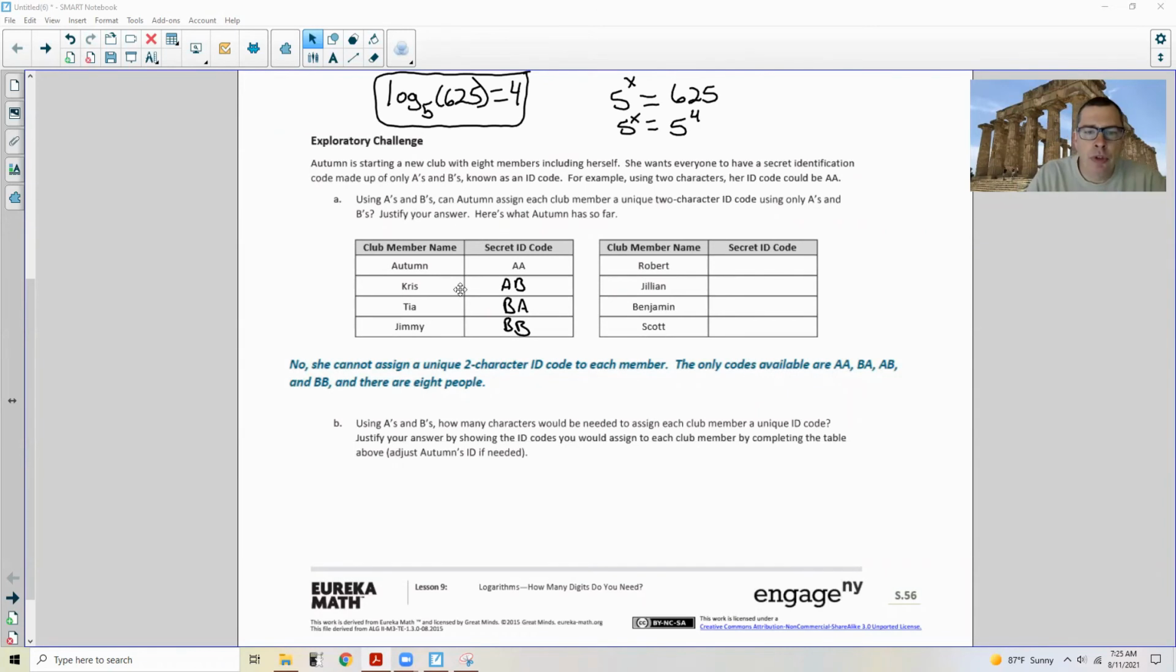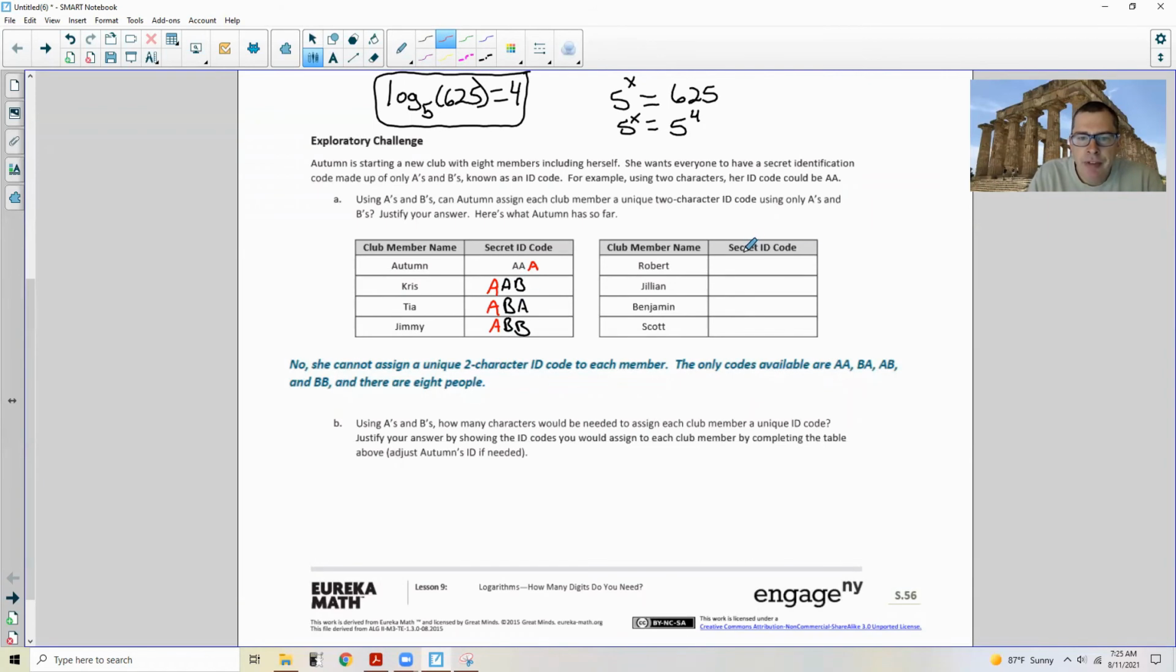Okay, so obviously, if 2 doesn't do it, what do you try? You try 1 more. Let's try 3. So I'm going to switch to red to add to this. So I'm going to give Autumn another A. And I'm going to give Chris A, B, and Tia A, B, A, and Jimmy A, B, B. Okay. And that's it with just starting with A.